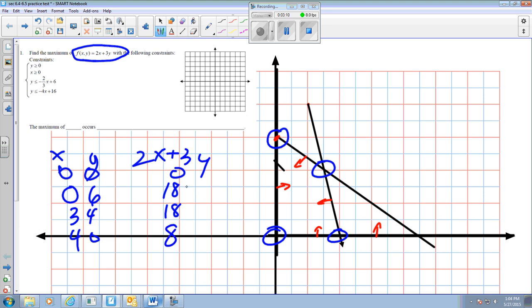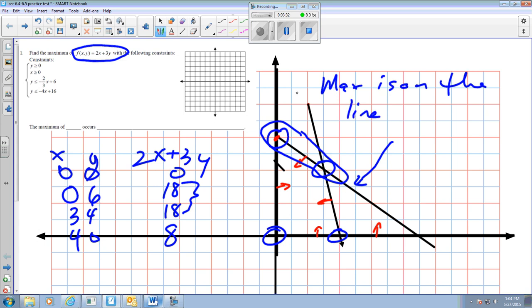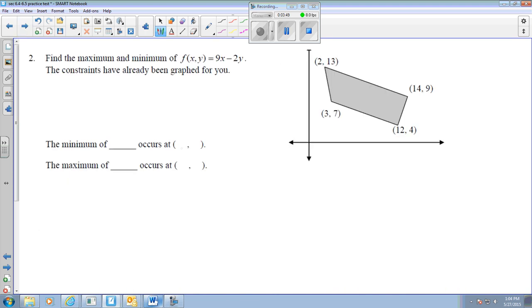Notice that these two have the same maximum value. The thing they have in common is that they are both on this line. So we would say our maximum value is on the line, and we would say that line was y is less than or equal to negative 2/3 x plus 6. Because there's more than one point, there isn't a single point, it is the things on the line. Let's do the next one.